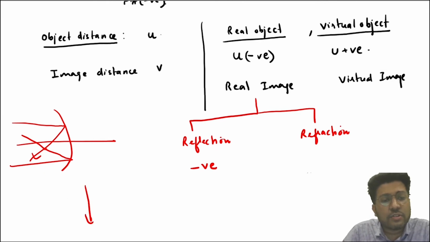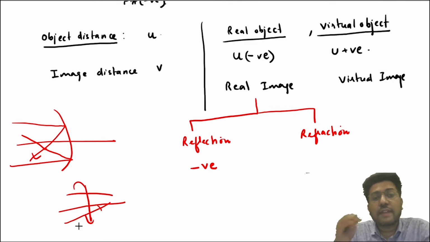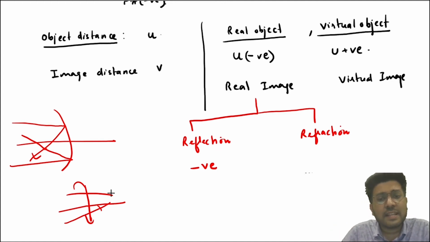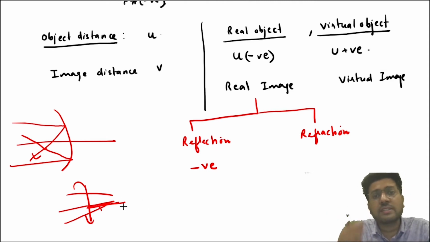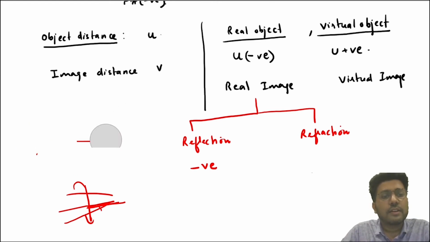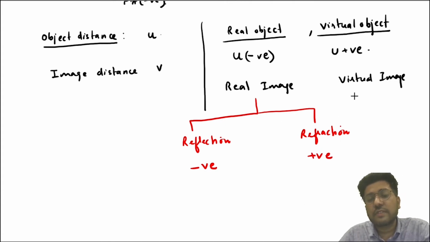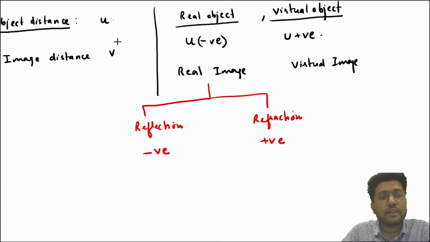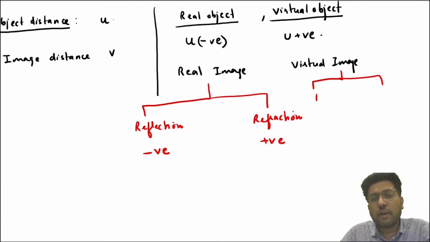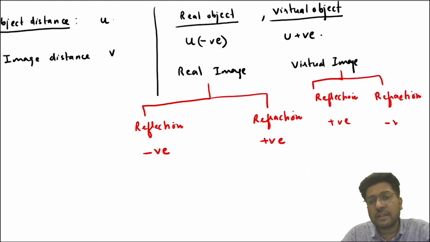But for refraction, you know that light moves to the other side. Now if light moves to the other side, this means that the real image in case of refraction will be positive. Why? Because it is behind the optical instrument. All distances behind the optical instrument are positive. So we will say that for refraction the real image distance is positive. Similarly for virtual image, again the same thing. For reflection it will be behind, that is positive, and for refraction it will be in front, and that will be negative.